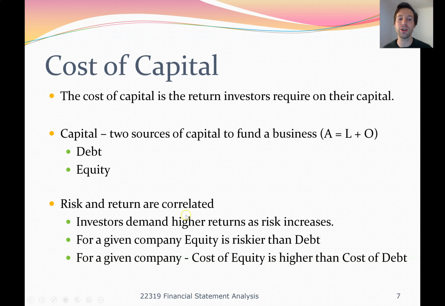And risk and return are correlated. So as a business takes on more risk, investors would want to be compensated with higher returns. For a given company, equity is always going to be riskier than debt, and we'll discuss that later. And the cost of equity is therefore going to be higher than the cost of debt for any particular firm.